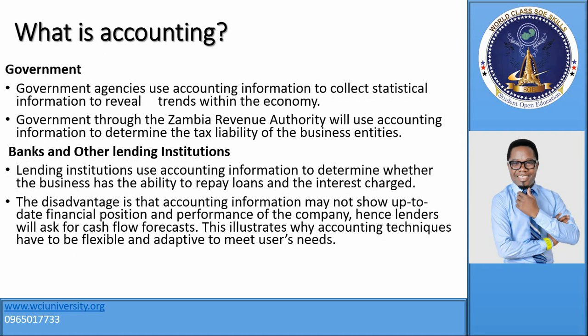Government. Government agencies use accounting information to collect statistical information to reveal trends within the economy. Government, through the Zambia Revenue Authority, will use accounting information to determine the tax liability of business entities. Banks and other lending institutions use accounting information to determine whether the business has the ability to repay loans and the interest charged. The disadvantage is that accounting information may not show the up-to-date financial position and performance of the company. Hence, lenders will ask for cash flow forecasts. This illustrates why accounting techniques have to be flexible and adaptive to meet users' needs.